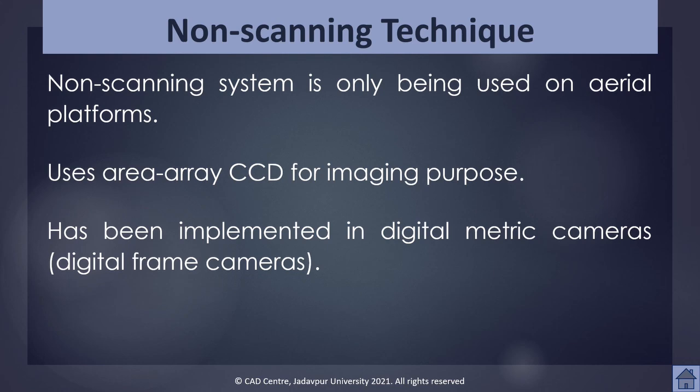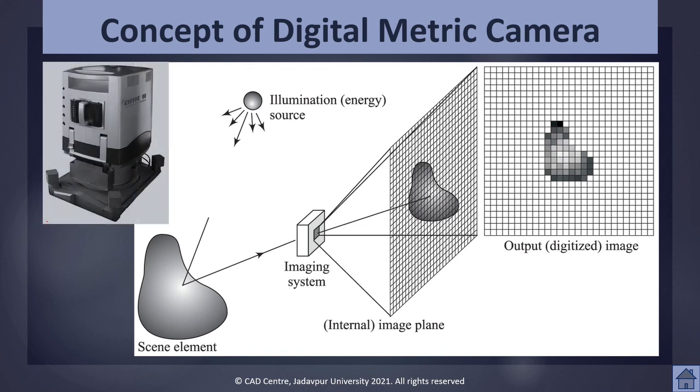Next is non-scanning technique. The non-scanning technique means basically it is a framing system, framing technique. We use digital frame camera to capture the imagery. These digital frame cameras are very similar to the aerial metric cameras that were using film for capturing the imagery. But instead of film at the film plane, now we are using area array CCD. That is the basic difference. Now, in case of digital metric camera, it uses an area array CCD, and the entire scene is captured in a single instant. And this is an example of digital metric camera, and here we are discussing the principle.